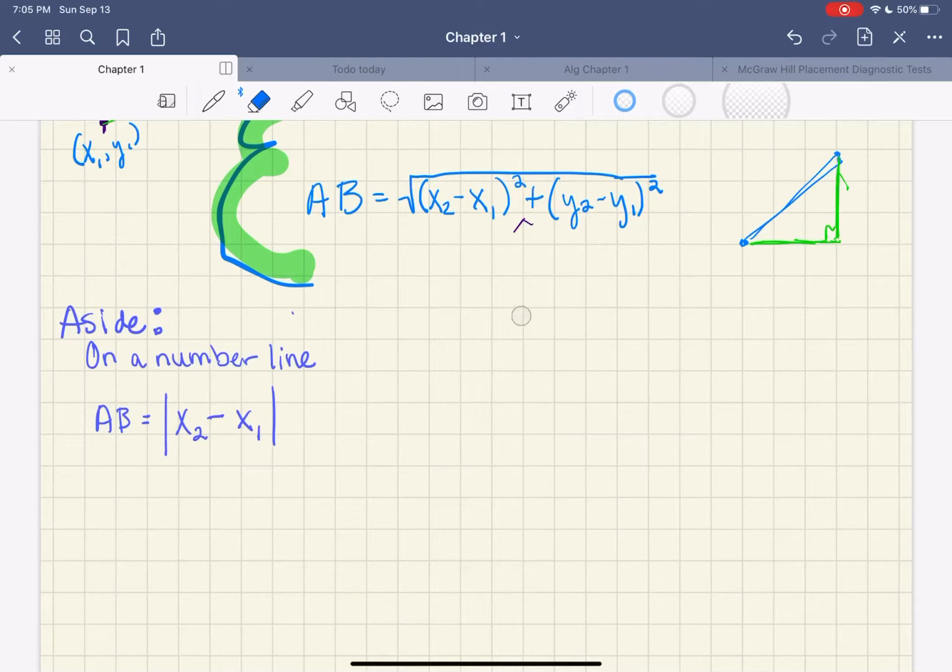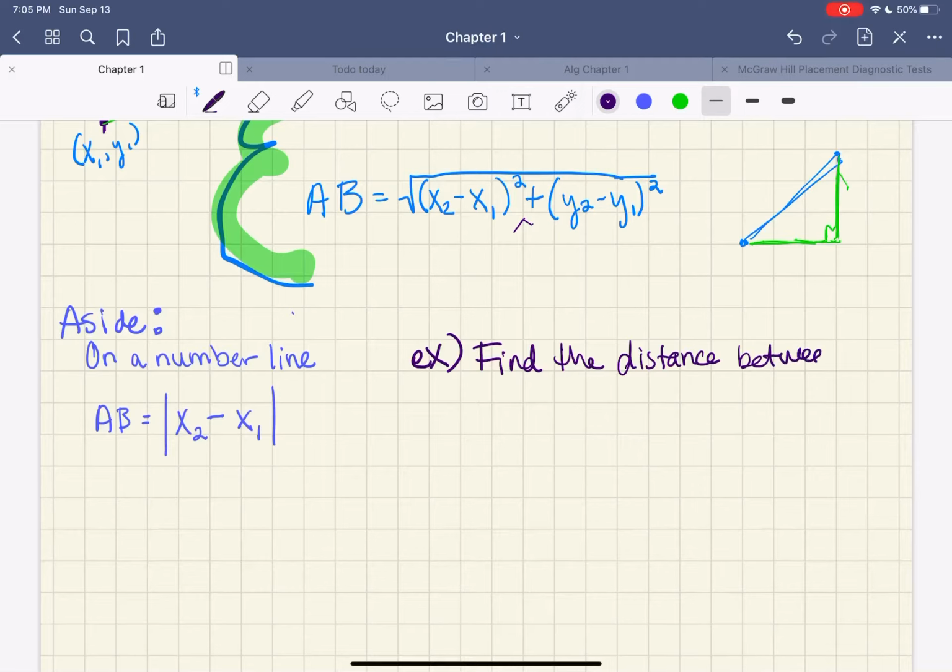Let's try using the distance formula because it looks a little intimidating. Here's my example. Let's find the distance between point C at -4, -6, and D at 5, -1. Okay, they have given us our points.